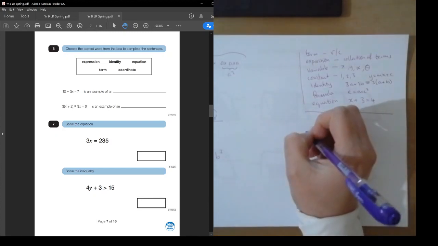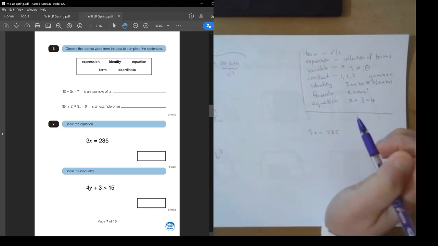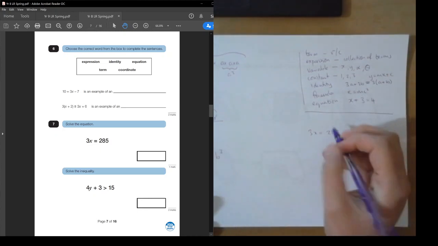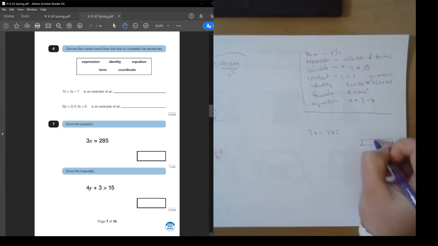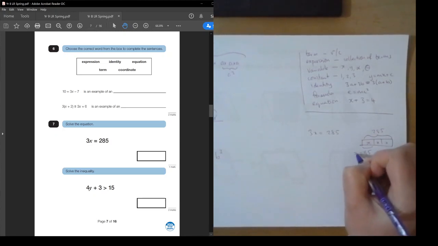Okay, moving on to the next thing, we've got 3x equals 285. You would have solved this in one of two ways. I don't mind which way you would have done it. If you had done it pictorially through our wonderful bar models, you would have had 285, and then I've got 3x equals 285, 1x is 95.